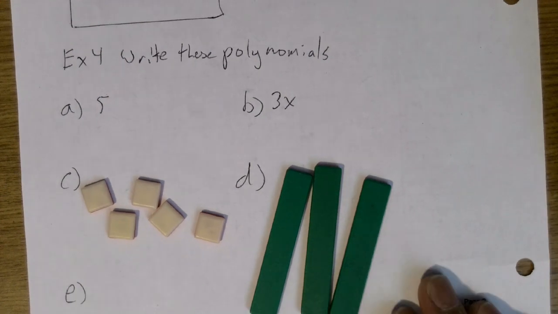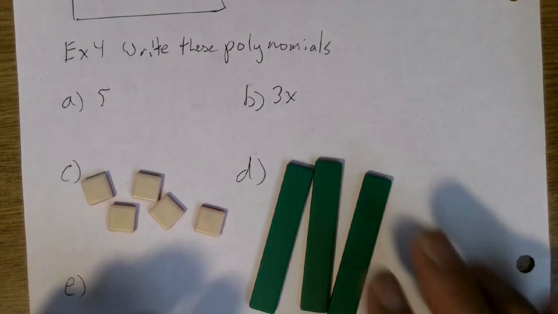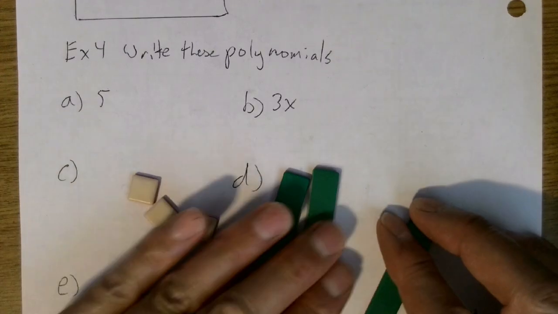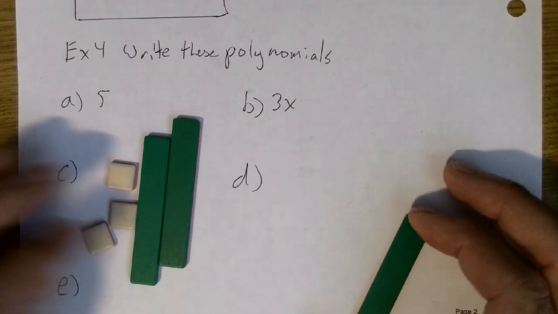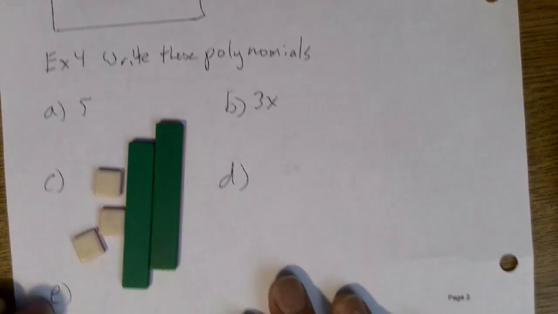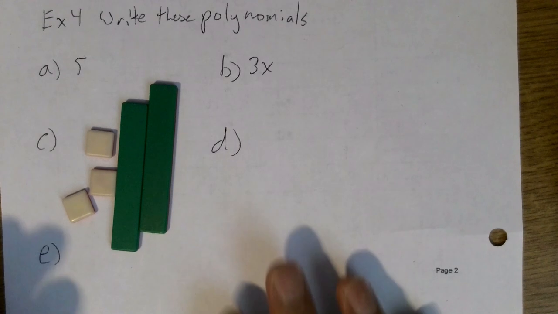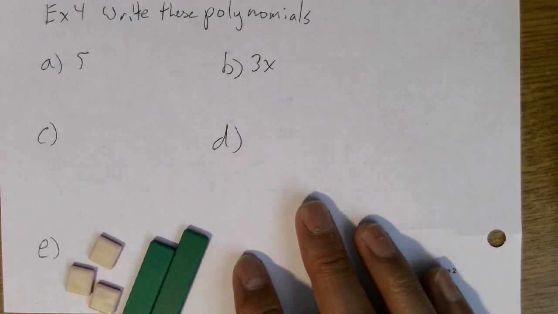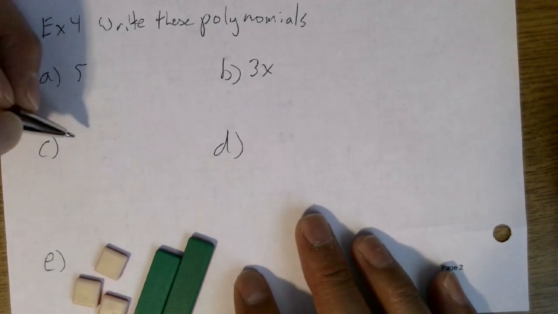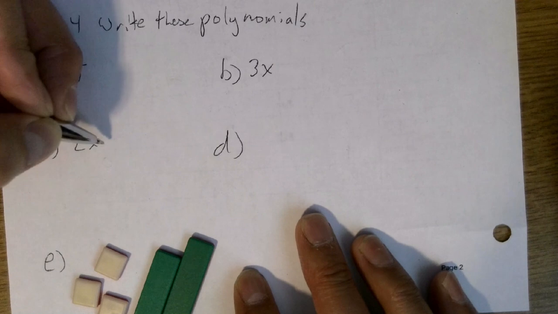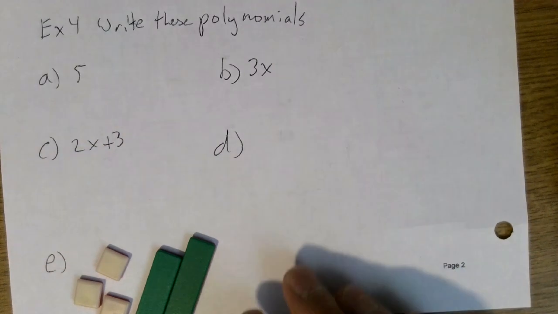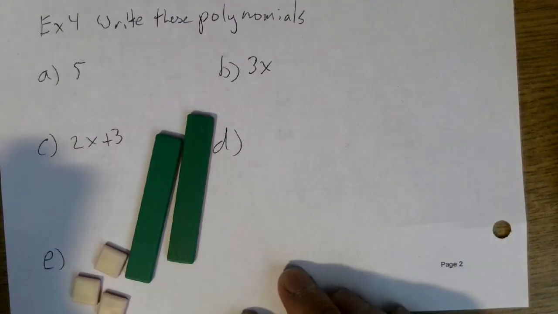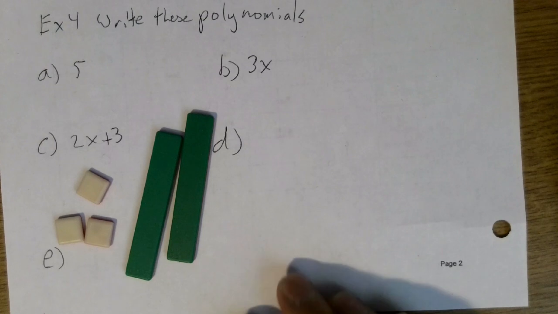Okay, let's make it a little bit harder. C, I'm going to do that. So this time we've got some little white ones and some green French fries. Okay, and pause it if you're not ready. I'm about to write down the answer. This guy is going to be 2x plus 3. So we've got 2 green French fries, 3 little white ones. That guy is 2x plus 3.